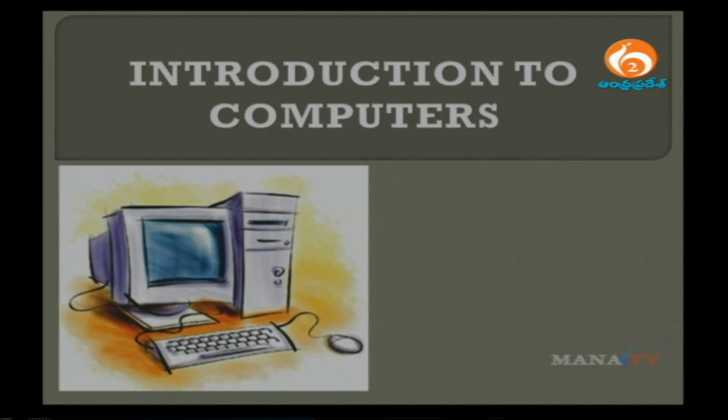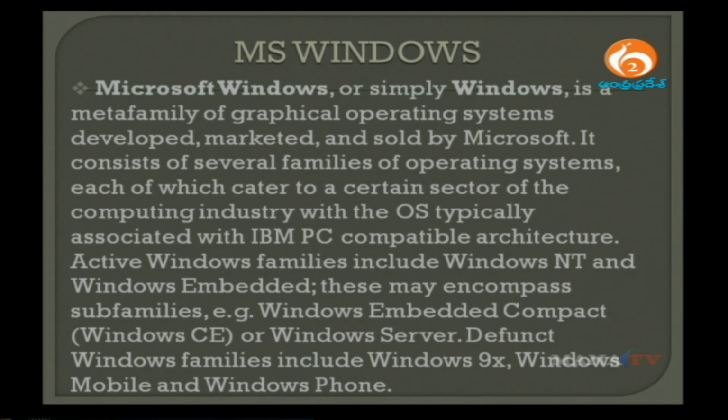All right, so let us see the slide once again. When I say introduction to computer, the first thing we have is MS Windows. Microsoft Windows, or simply Windows, is a meta family of graphical operating systems developed, marketed and sold by Microsoft. It consists of several families of operating systems, each of which caters to a certain sector of the computing industry, with the OS typically associated with IBM PC compatible architecture.